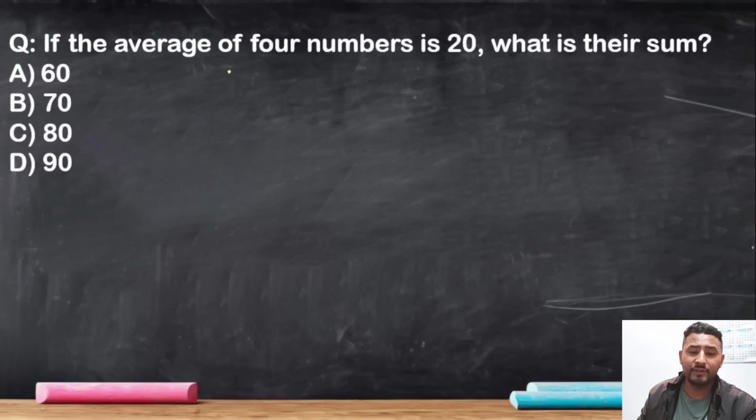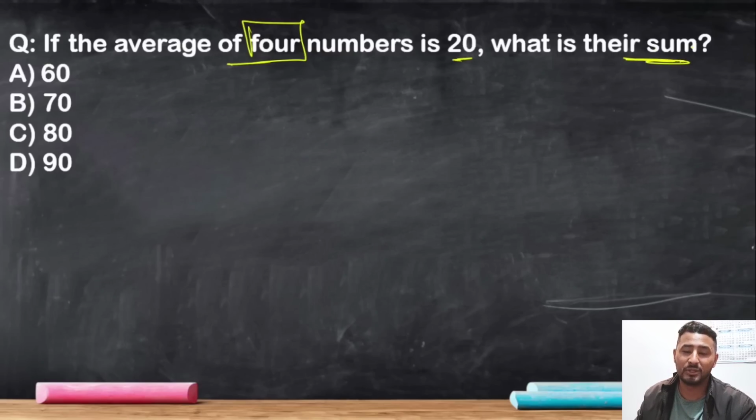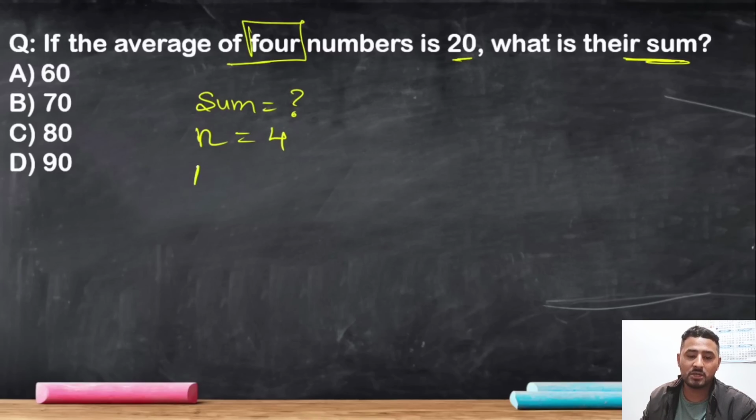Let's see next. If the average of 4 numbers is 20, what is their sum? I told you, right? They'll give it. So let's see. First, the sum. We don't know this, we have to find it. Total number, I'll write it as n, is 4. Average given is 20, right? Clear?